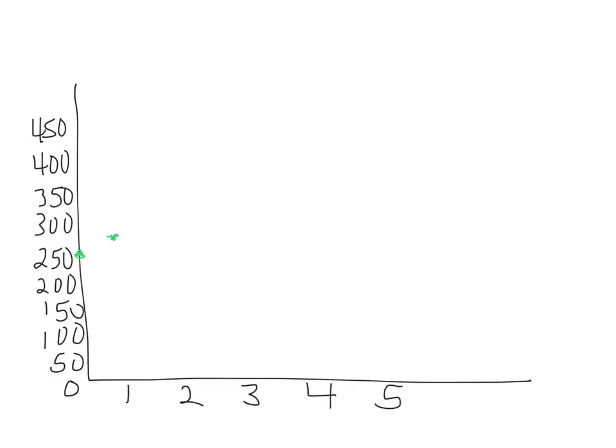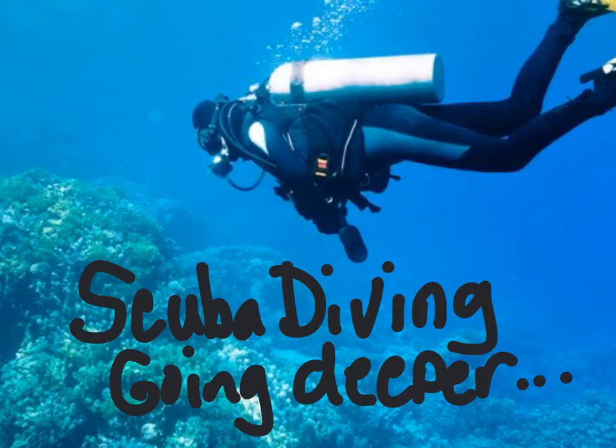The next one was 290. Then we had 310, and then 330. I didn't quite make my lines that good, and for 350, I sort of squished them up there. But ideally, we get something that looks like that. And we can label our axes: the vertical axis is h, and the horizontal axis is t. Okay, for the next example, we want to think about scuba diving, where you're going deeper and deeper.